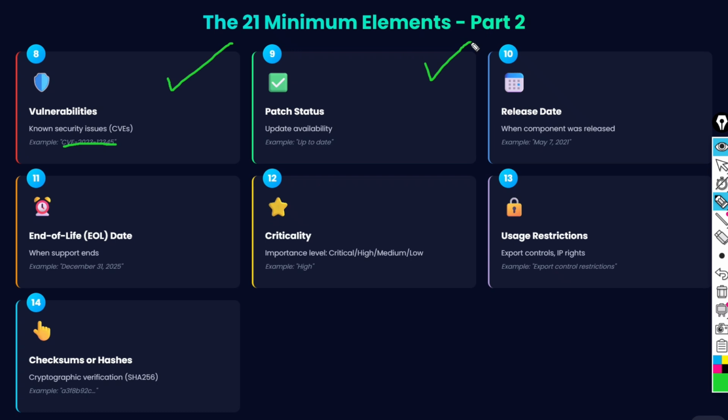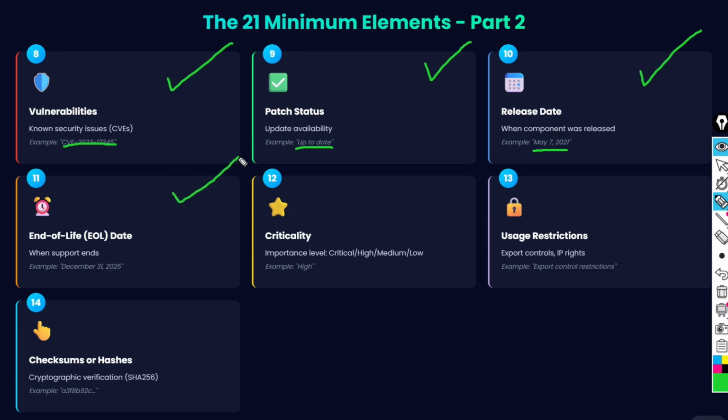It will help to address the known vulnerabilities or issues. Okay, the status will be like up to date or any patches available and like that. And the 10th data field was release date. It specifies the date when the software component was released or made available to use in the market. Okay, here you can see the exact date, month and year.